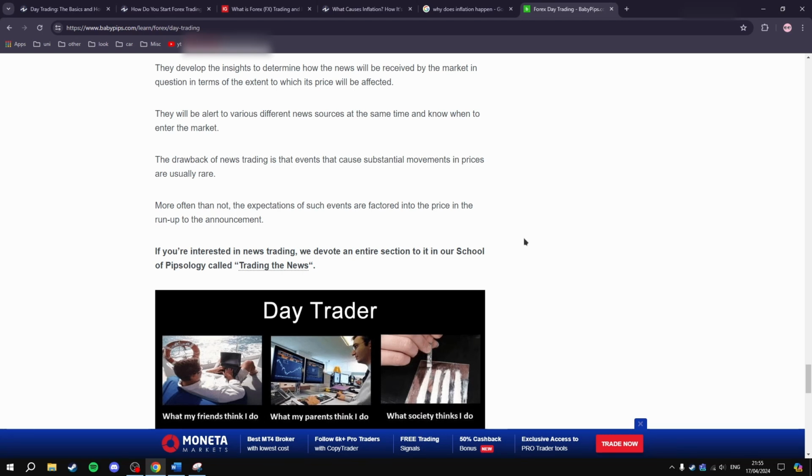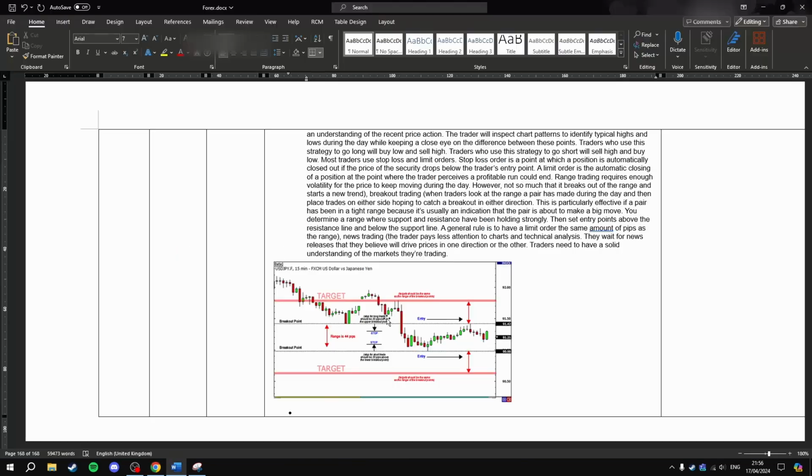The drawback of news trading is that events that cause substantial movements in prices are usually rare. More often than not, the expectations of such events are factored into the price in the run-up to the announcement. So, aka, when the news is released, it's probably already too late to do whatever you wanted to do.